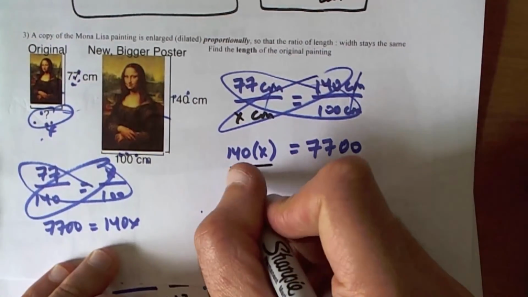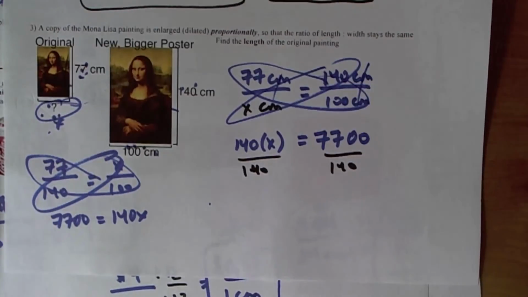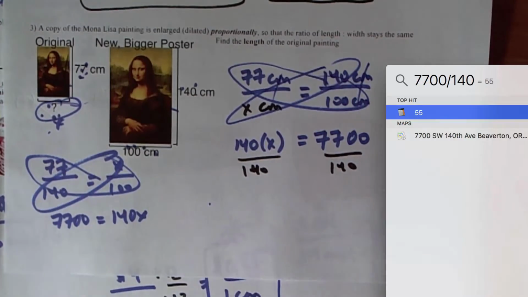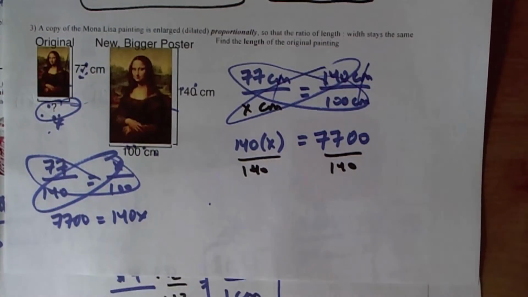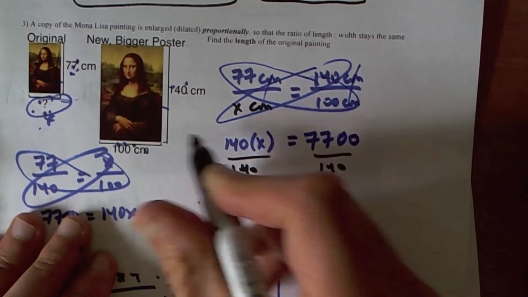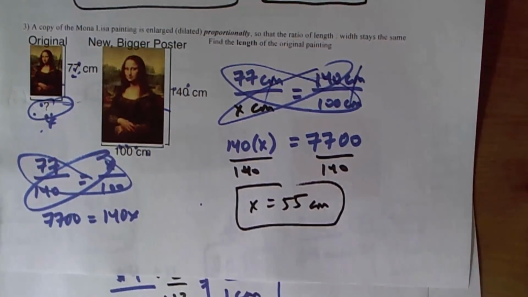I can solve by dividing by 140 on both sides. And so our final answer, 7700 divided by 140 is 55. Always include our units here, right? Everything was in centimeters, so this must be in centimeters. So x equals 55 centimeters.